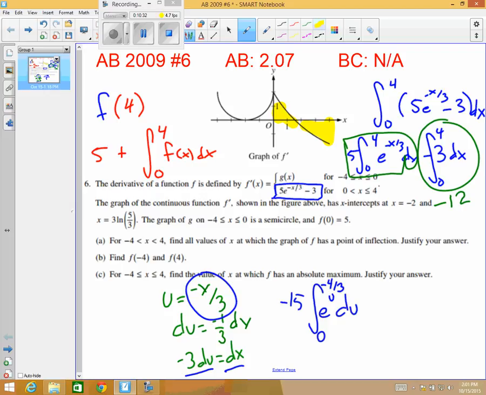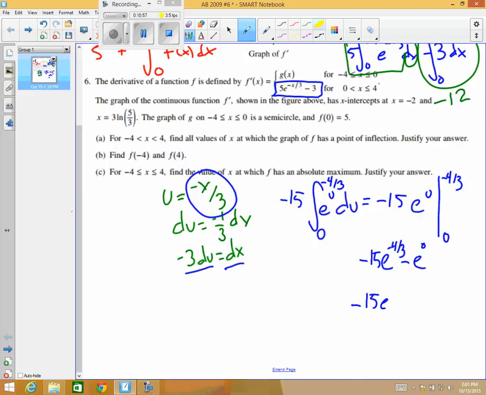Now we can find that antiderivative. Negative 15 e to the u evaluated from 0 to negative 4/3. Plugging in our u's at this point, negative 15 e to the negative 4/3 minus e to the 0. Of course, e to the 0 is really just 1. So we have negative 15 e to the negative 4/3 minus e to the 0. Or, sorry, e to the 1. Nope, that's wrong. Minus 1.